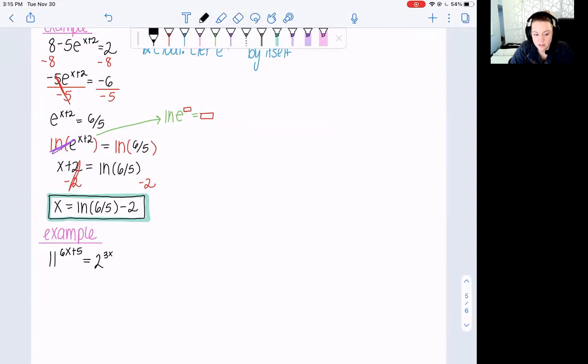So I want you to give this one a try. 11 raised to the 6x plus 5 is equal to 2 raised to the 3x. This is going to be, you apply a logarithm, apply ln to both sides, and then bring down the exponents and solve like we've done the previous problems.